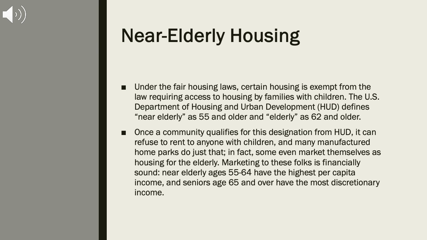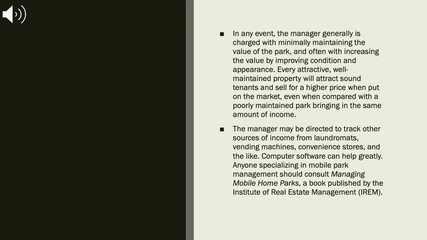In fact, some even market themselves as housing for the elderly. Marketing to these folks is financially sound. Near elderly ages 55 to 64 have the highest per capita income, and seniors age 65 and over have the most discretionary income. In any event, the manager generally is charged with minimally maintaining the value of the park, and often with increasing the value by improving condition and appearance.